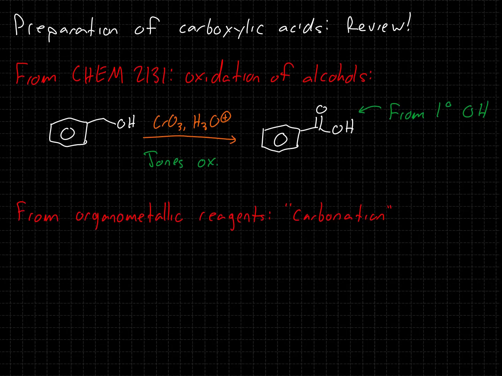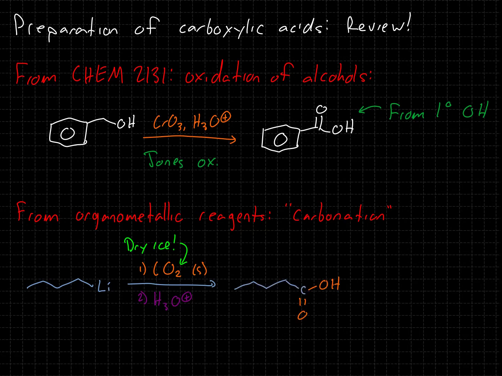Similarly, we may have seen this reaction before in Chem 2131. This is not always covered in class, but it's one that I personally like a lot. This is what's known as a carbonation reaction, and it starts with an organometallic reagent. If we start with an organolithium or Grignard reagent, we can treat it with solid carbon dioxide, aka dry ice, followed by an acidic solution workup to get a carboxylic acid. This reaction works because, much like ketones and aldehydes, the carbonyl carbon of CO2 is actually quite electrophilic.